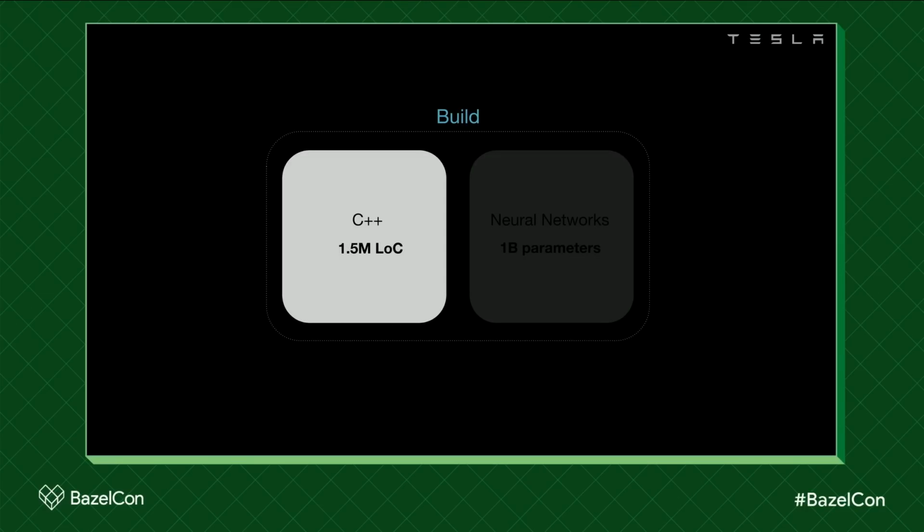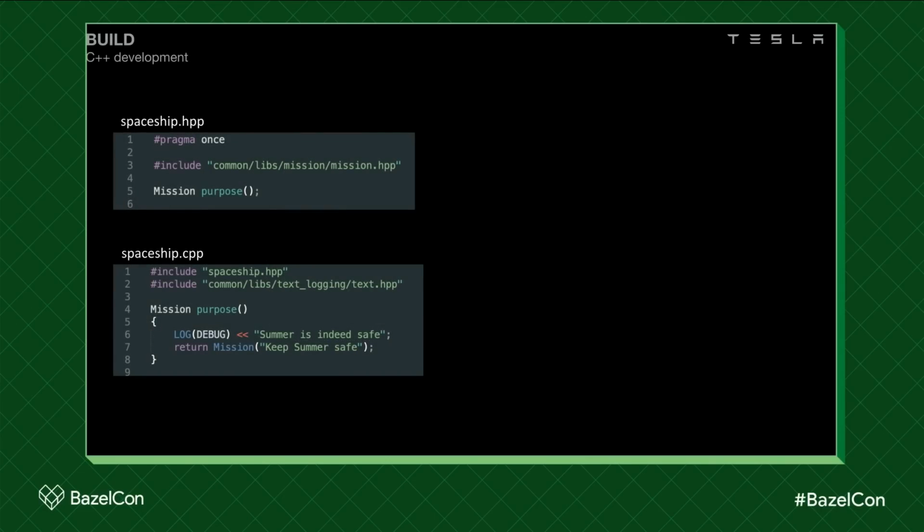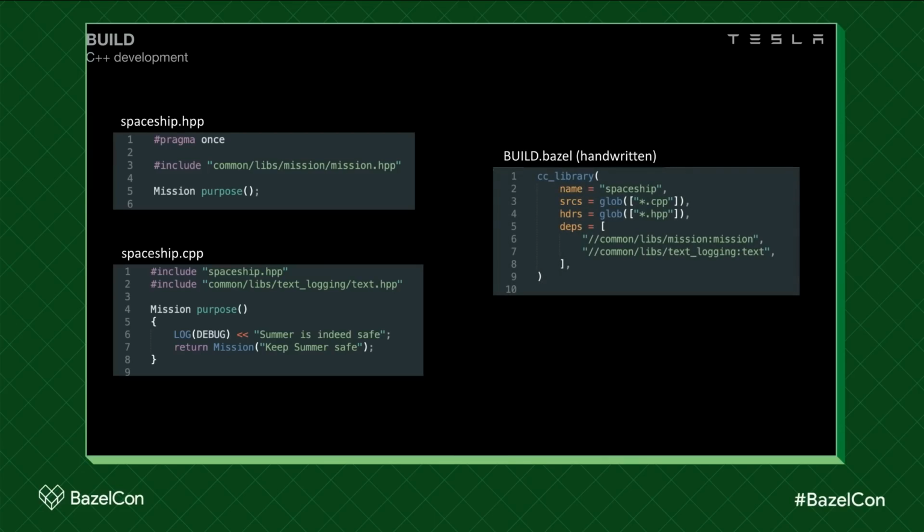I briefly mentioned that our tech stack is a mix of C++ and neural nets. We have many engineers working on the C++ code base, and they need to be able to iterate quickly. To show you how that's done, we'll create a new C++ library. To create a new library, we need to create a new header and source file. We then add includes for the dependencies. And finally, we need to create a CC library target in the build file with the correct deps.